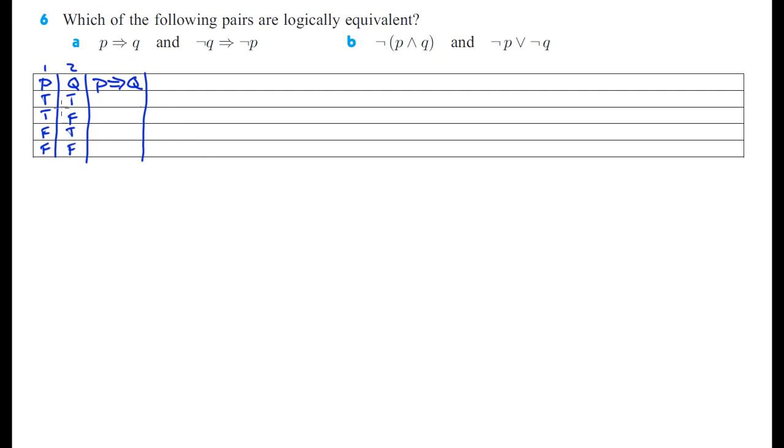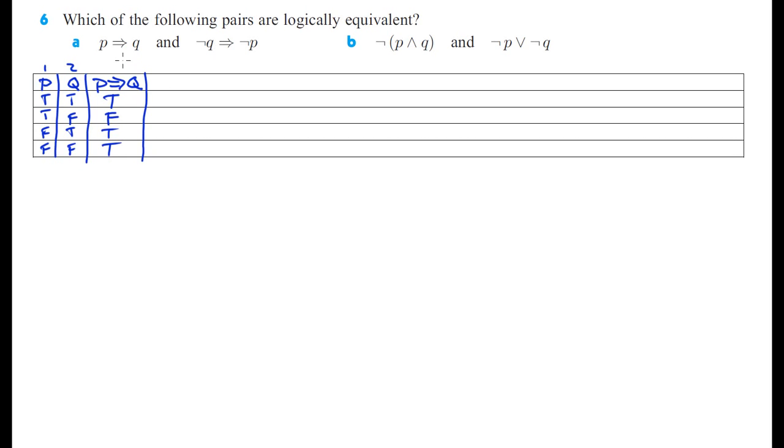Have the ingredients, make the best cookies: true. Have the ingredients, make awful cookies: false. Don't have the ingredients, can't disprove anything. Don't have the ingredients, can't disprove anything. So true, false, true, true is P implies Q.